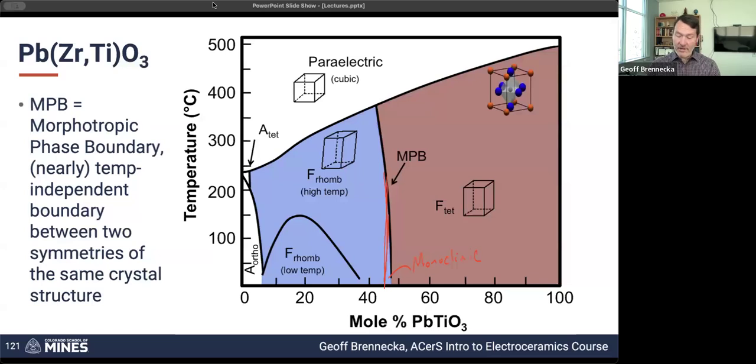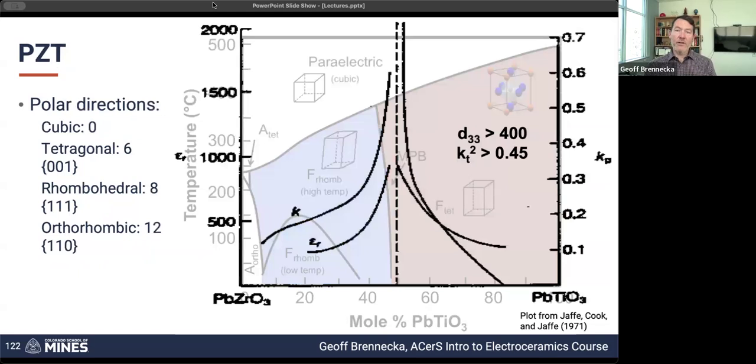So the reason we care about that, we start with this morphotropic phase boundary, and we lay on top of it any property we feel like. In this case, I've stolen these plots from Jaffe, Cook and Jaffe again. On here, we've got relative permittivity. Over here, we've got the coupling coefficient.